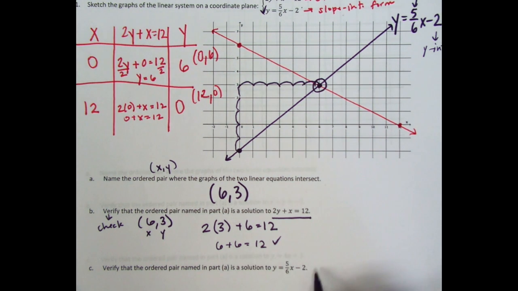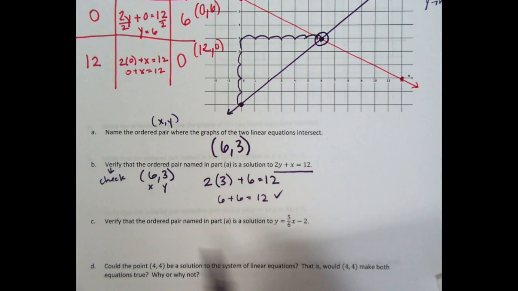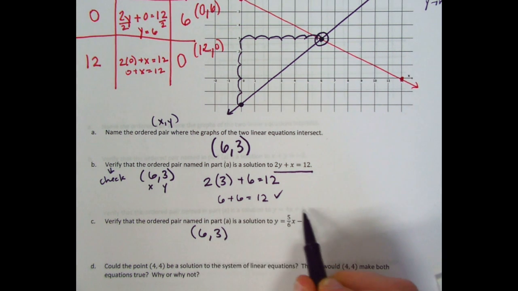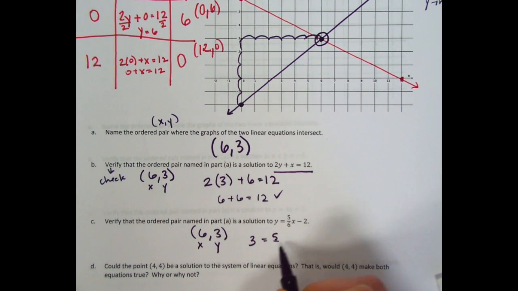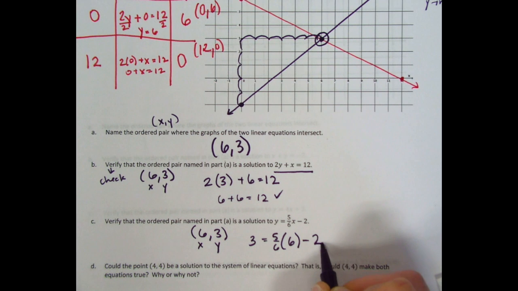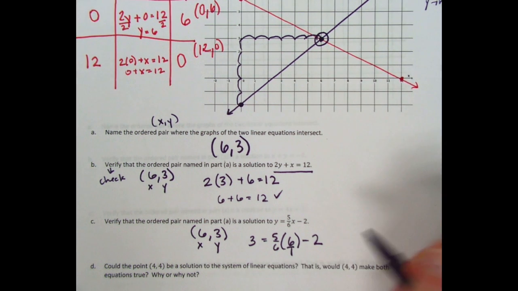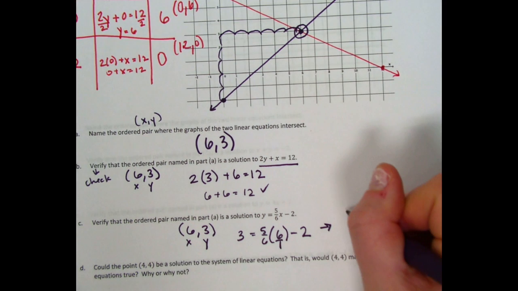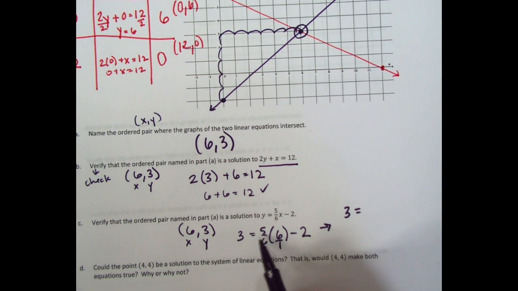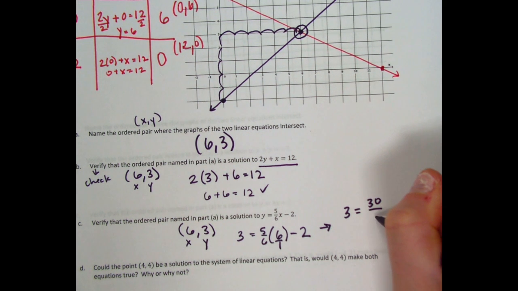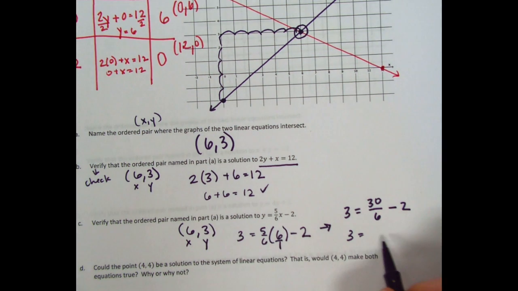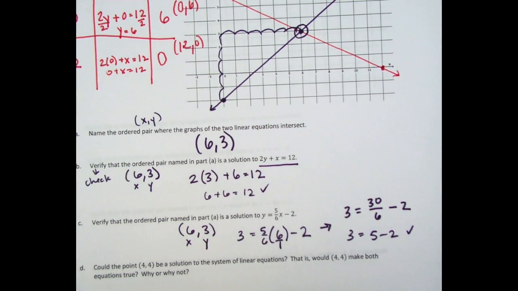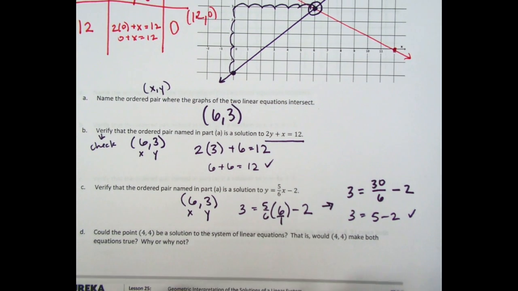I'm going to do the same thing to the next equation. I'm going to check that the ordered pair (6, 3) is a solution to this other equation. Again, I have x and y. 3 equals 5 over 6 times 6 minus 2. I put the 6 over 1 and multiply fractions straight across. I get 30 over 6 minus 2, so 3 equals 5 minus 2, which is true.